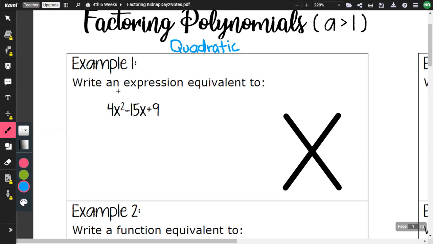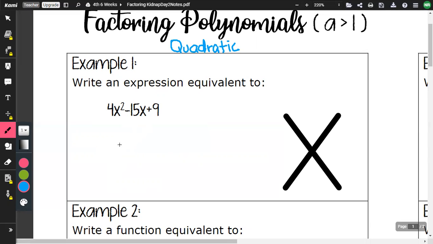Now on the STAR test, your questions are going to be worded this way. I used all 3 different ways that they would word it. So this one, write an expression equivalent to. You know it's a quadratic function because the highest exponent is 2. You have a trinomial. If you look at your answer choices, they will be in the form of 2 binomials. So you know you need to factor.